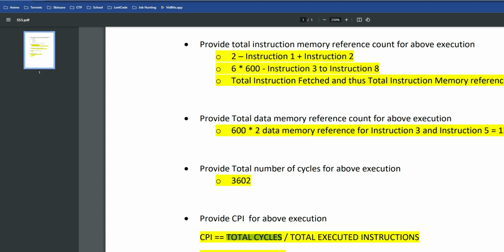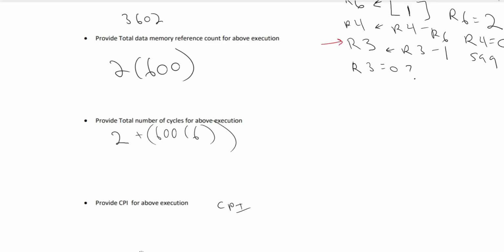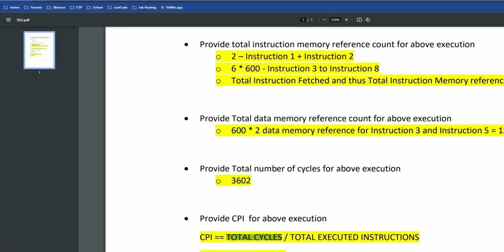Oh, he did it like this. Okay, that's the formula. Okay. Let's see. Oh, what even is that for? Total cycles divided by total executed instructions.